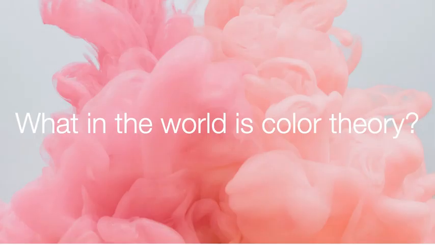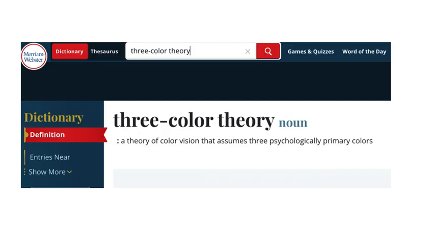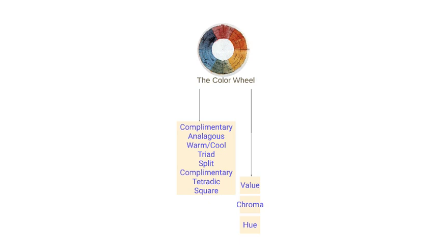But what in the world is color theory? I went to the dictionary and looked it up, and I didn't find it, but I found three color theory, a theory of color vision that assumes three psychologically primary colors. That was not what I was looking for, so I continued to look and Googled it and found many articles about color theory. And it's all rather subjective, right? Because it's not something we can look up in the dictionary to tell us what it is.